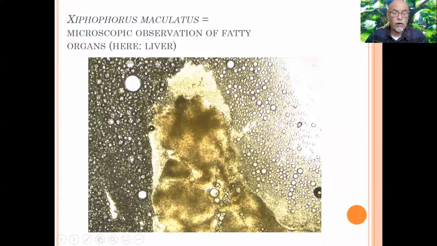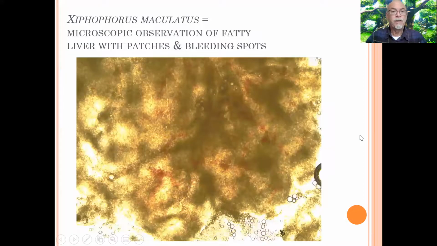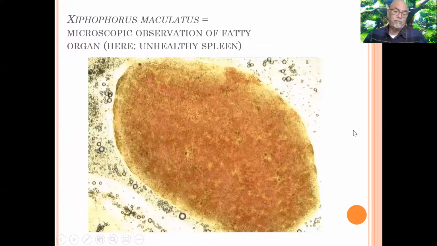These are fatty organs. We call that fatty degeneration. And we see some red patches in the liver, which is not normal. It should be nice brown tissue, with some bleeding spots. Then the spleen, another organ which is in poor shape, should be nice red and not have those tiny specks inside, those black spots here.